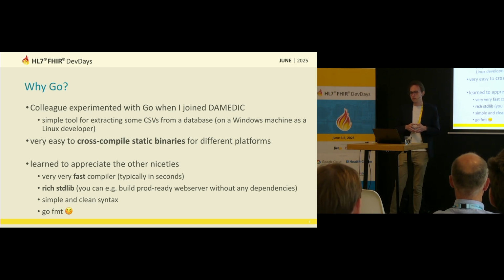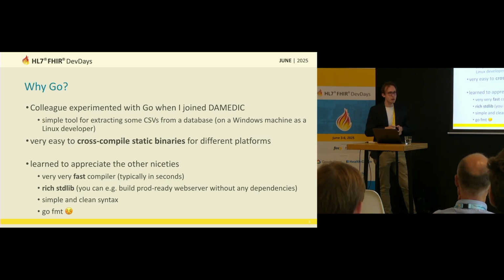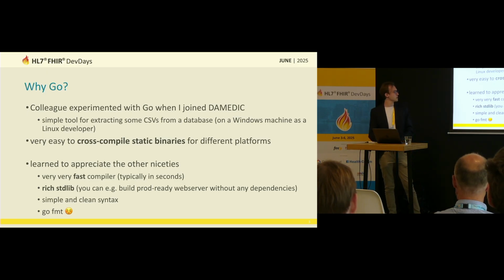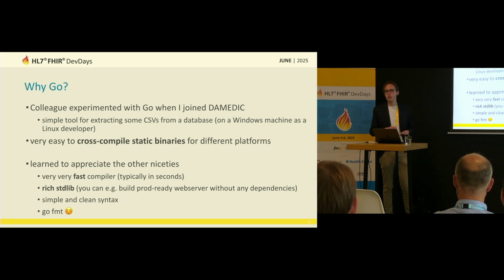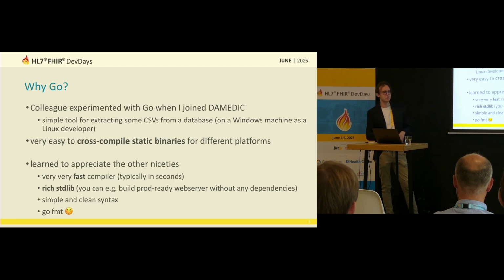It's quite fast. The compiler is quite fast. A small or mid-sized project typically compiles in a few seconds. The standard library is very powerful. You can do many things just with the standard library, like building production-ready web services, for example. And in general, I like the simple and clean syntax of the language. And last point, the Go tool, which ships when you install Go, has a formatter built in. That means all discussions about where to put the opening brackets and where not are just killed. You never need to argue about code style because the compiler just forces it on you.